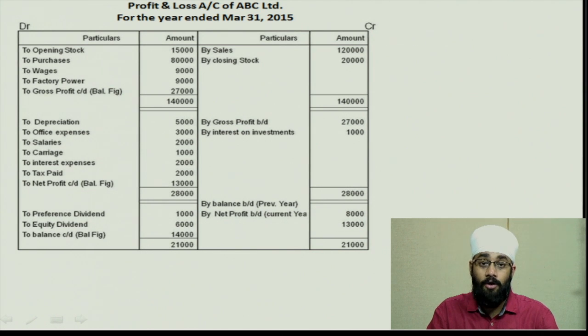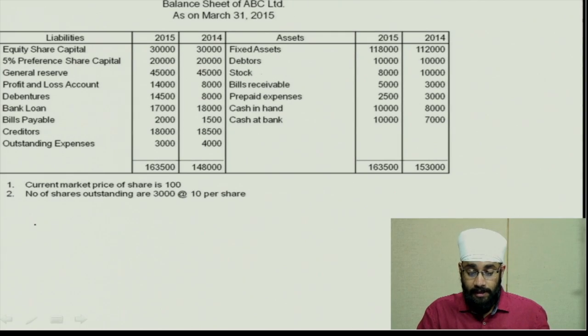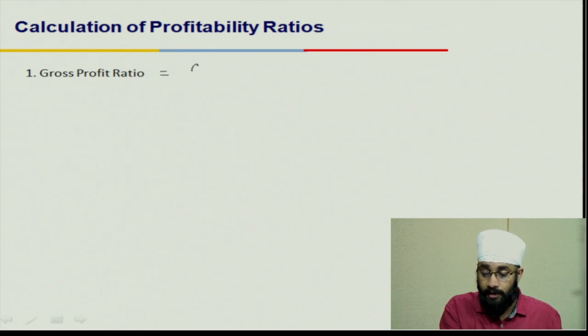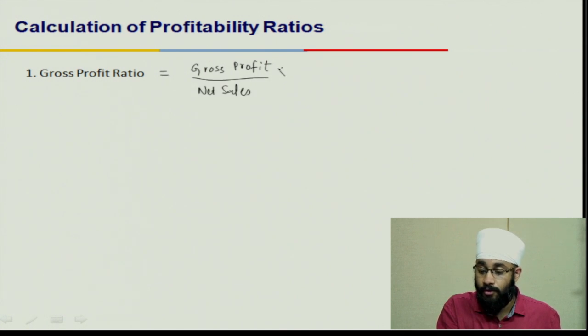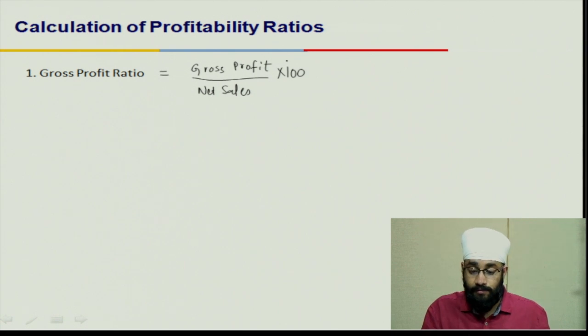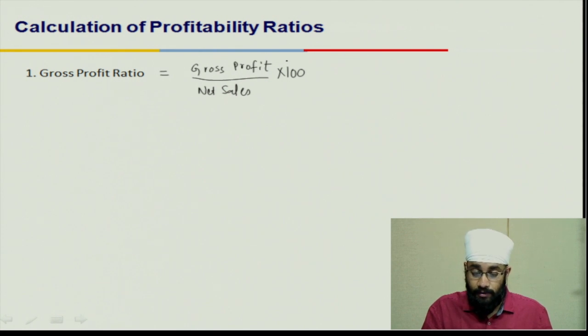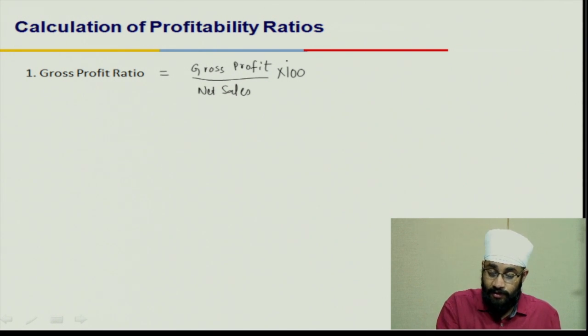Let's do some calculations for the profitability ratios using the statements that we have. So we have the same profit and loss account and balance sheet for the firm, and we are going to calculate the various profitability ratios that we just learned. Let's go first to the gross profit ratio, which is simply the figure of gross profit divided by net sales. Usually we express the profitability ratios in terms of percentages. That's the traditional way which has been followed for a long time to express these ratios. Now let us find out what gross profit is.